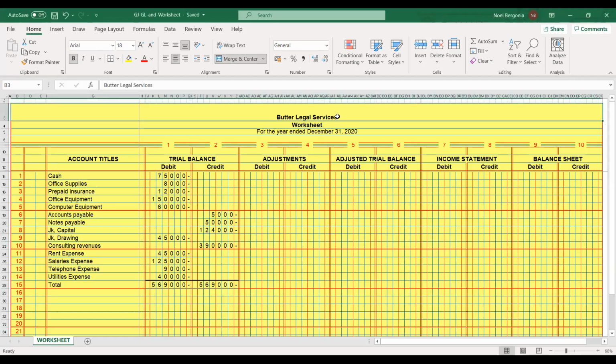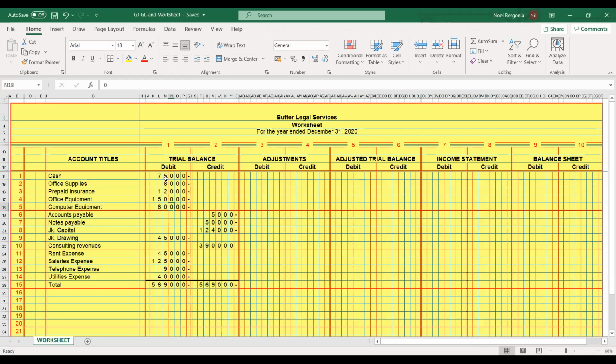So ito po yung ating header. The name of the company, Butter Legal Services, the worksheet, then the date, which is for the year ended December 31, 2020. So as you can see, the trial balance was being prepared here in the worksheet na. So the account titles, which are coming from our chart of accounts maybe, or whatever may laman na balance in the trial balance natin. Okay, and then the amount.